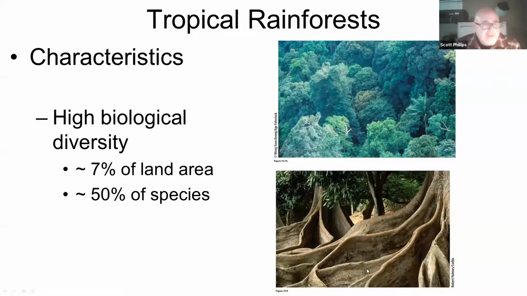So just to give you an example of the biological diversity, tropical rainforests are about 7% of the land area on Earth. However, they have more than 50% of the species of Earth. So even though they don't cover a large amount of the land surface, they have most of the species. And we'll include a film that illustrates some of that.